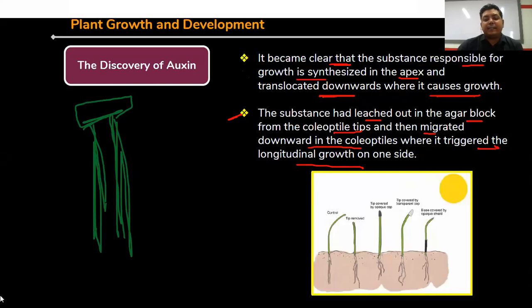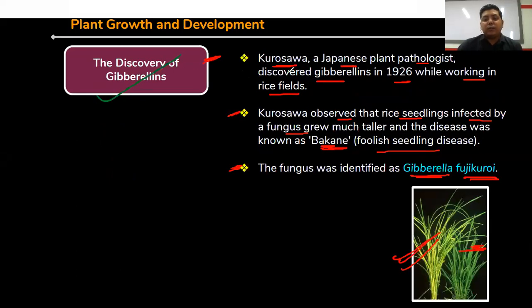The next one is the discovery of gibberellin. So Kurosawa, a Japanese plant pathologist, discovered the gibberellin in 1926. So the discovery of the plant growth regulators is also important for your exam. While he was working in a rice field, Kurosawa observed that rice seedlings infected by a fungus grew much taller, and the disease was known as Bakanae disease. That is also known as foolish seedling disease. So gibberellin hormone discovery was also an accidental process.